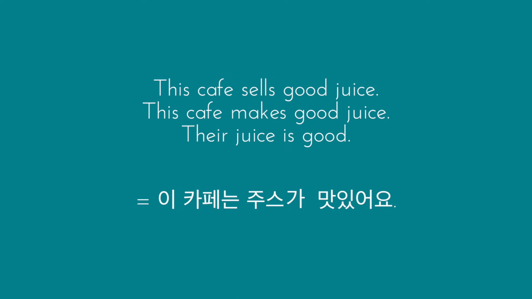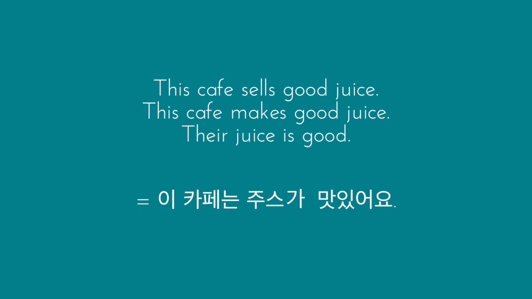That 가 shows a more intimate relationship between 주스 and 맛있어요 there. So this will be a very neutral sentence. 이 카페는 주스가 맛있어요. As for this coffee shop, which is the topic, 주스가 맛있어요. The juice is good, okay?